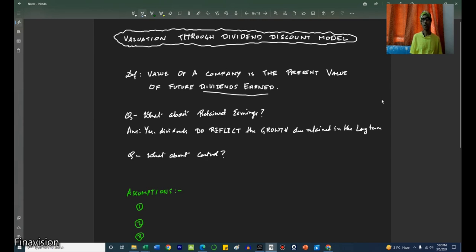And what about control? The answer is, generally speaking, investors have a non-controlling interest, unlike the promoters. Therefore, they have to rely on dividends.